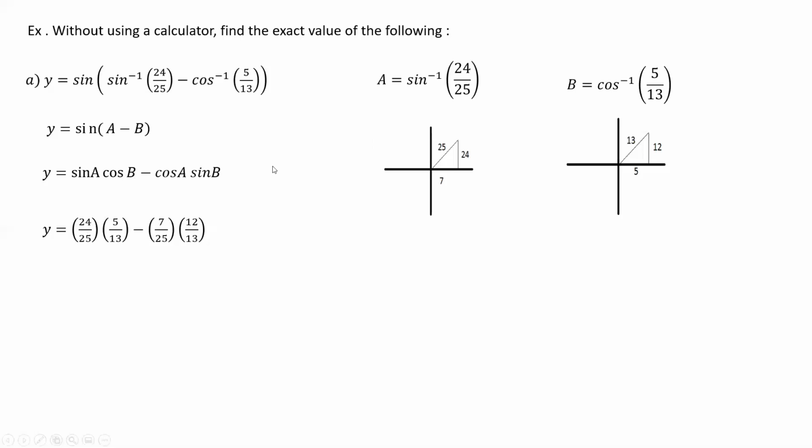Cosine of A, angle A, cosine is x over r. There's our 7 over 25. Sine of B, there's angle B, sine is y over r, and there's our 12 over 13. Multiply those out, and then clean up your answer.